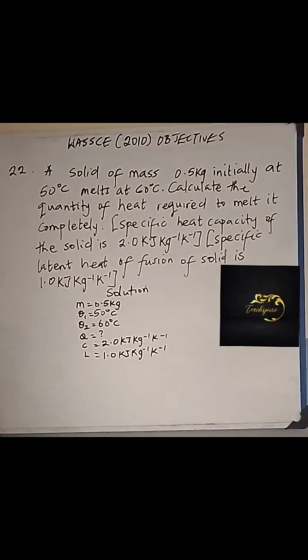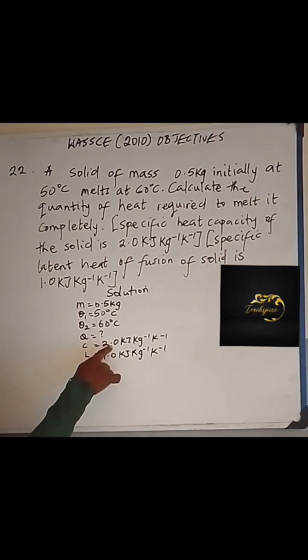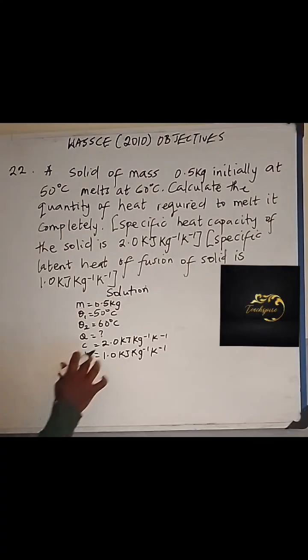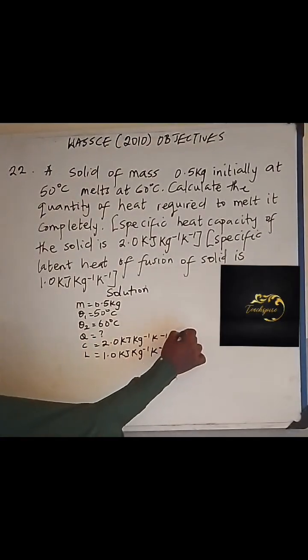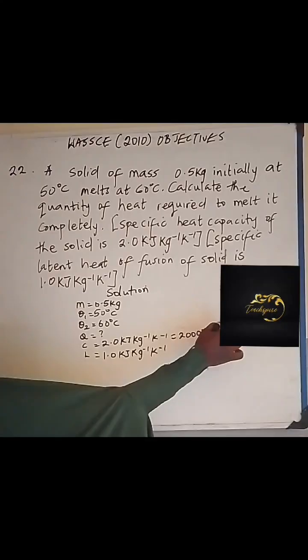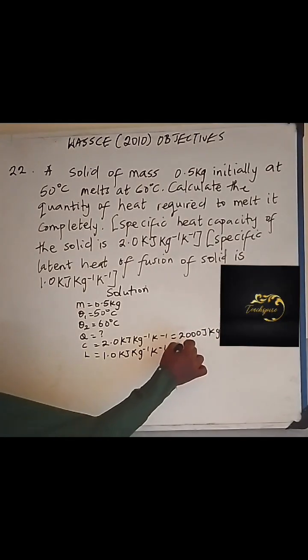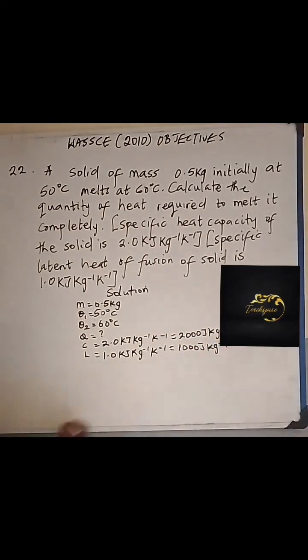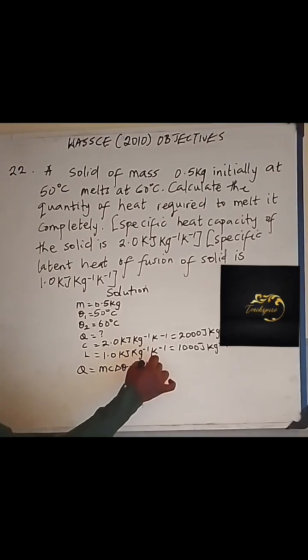We're given specific heat capacity to be 2.0 kilojoule per kilogram per Kelvin, and specific latent heat to be 1.0 kilojoule per kilogram per Kelvin. So the first mistake students will make is to use these two directly, because they will ignore this K that is here. Kilojoule simply means that you multiply these two by 1000, and that's going to give you 2000 joules per kilogram per Kelvin, and this one is going to be 1000 joules per kilogram per Kelvin.